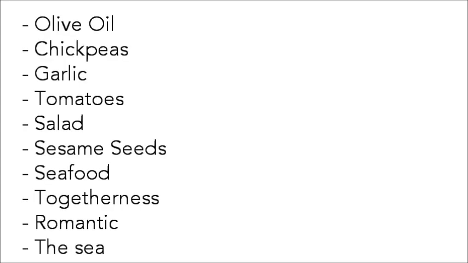What you're going to need to do is make a list of words, and if you have pictures, that would be great. That's going to help you out later in the next step. So on my list, I put words related to Mediterranean food, like olives, olive oil, chickpeas, garlic, tomatoes, sesame seeds, seafood. You also should include words related to atmosphere or values, such as family, togetherness, romantic, or the sea.